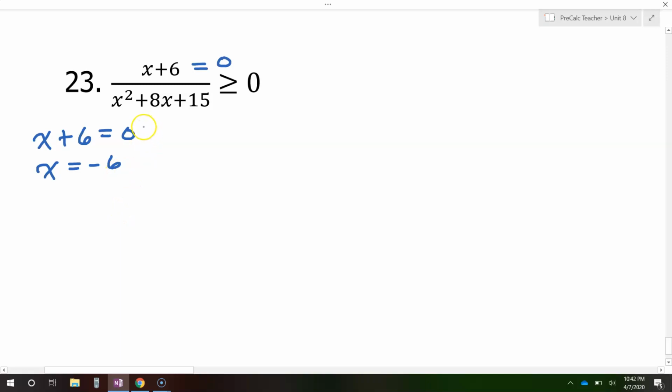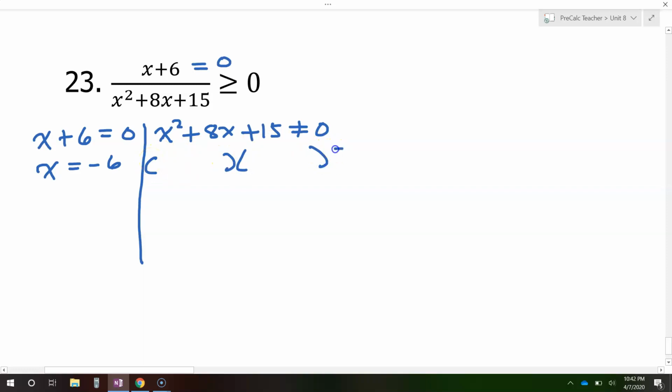But now we need to talk about what x cannot equal. Well, the denominator cannot equal 0. Let's go ahead and factor this. I'll just show this extra step. So the denominator cannot equal 0, which means x squared plus 8x plus 15 cannot equal 0. We will solve this by factoring.